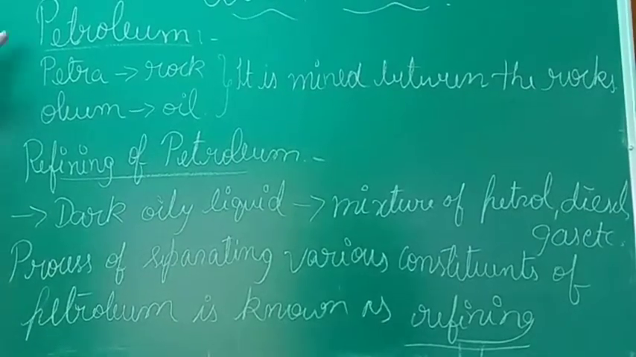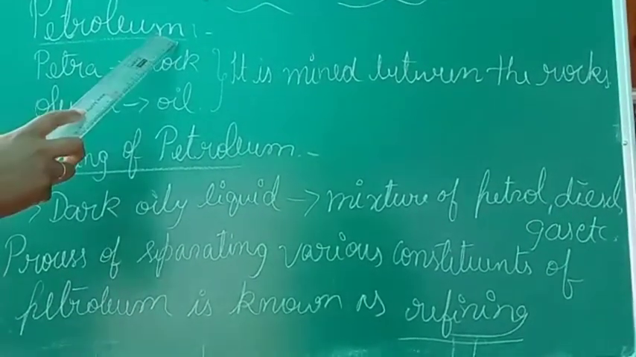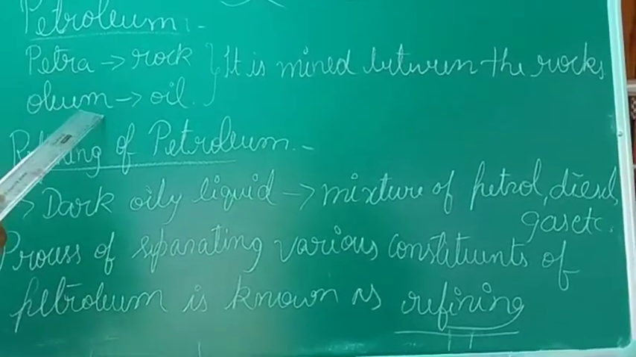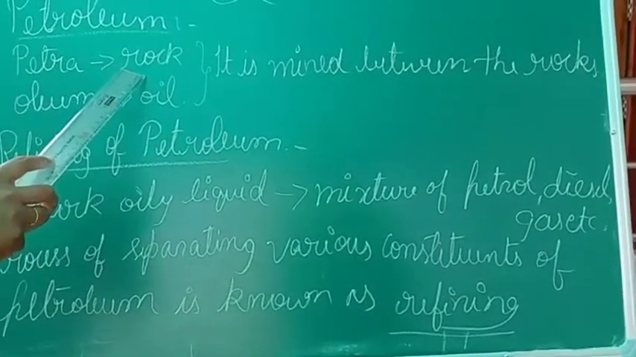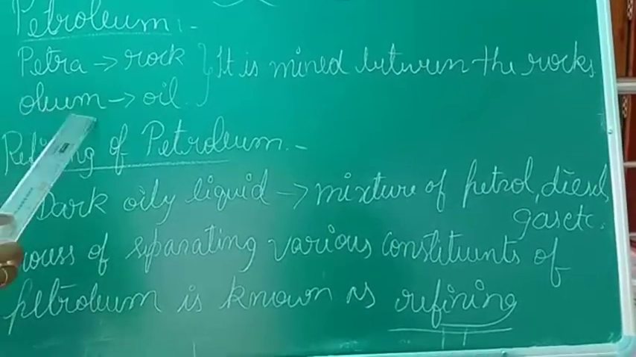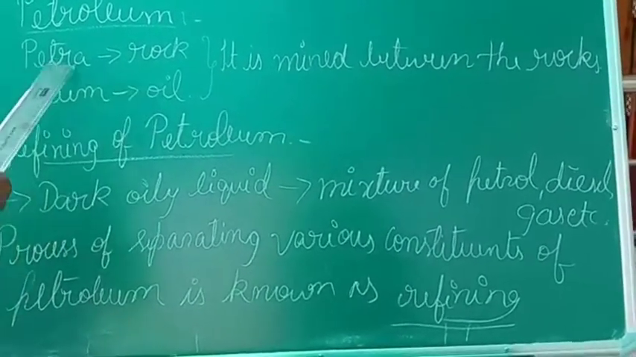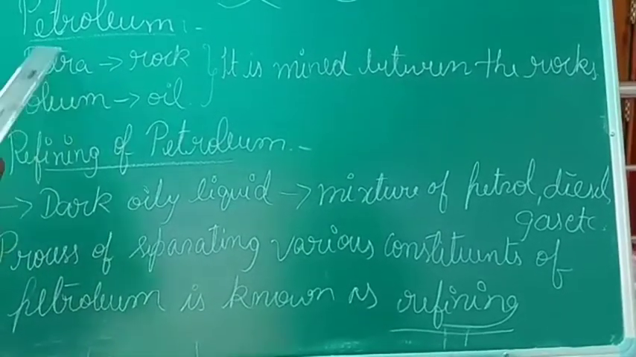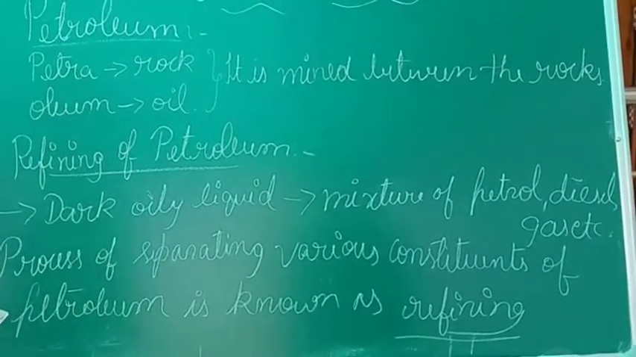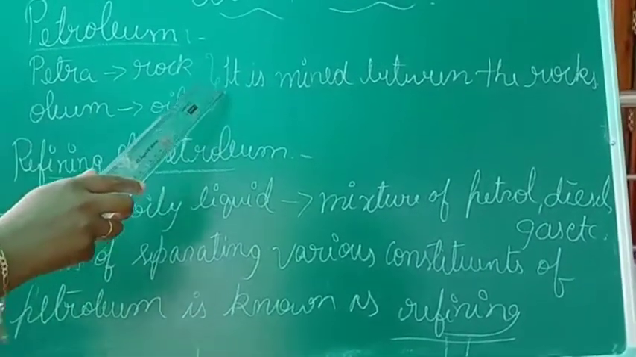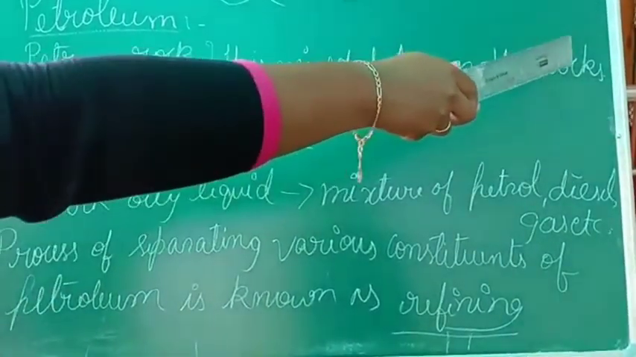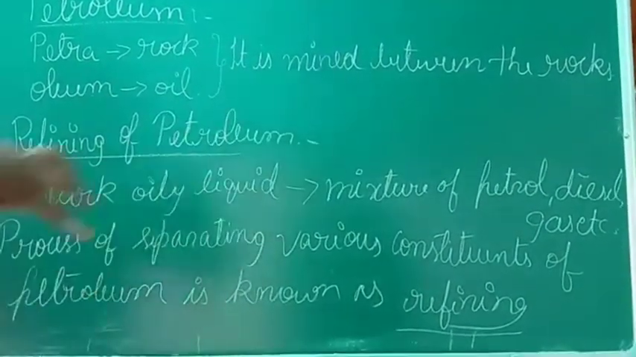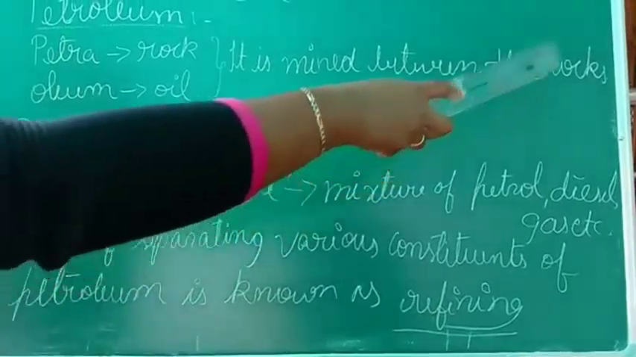We'll study about petroleum. Petroleum is derived from two different words, petra and oleum. Petra means rock, and oleum means oil. When you combine petra and oleum, you obtain the word petroleum. So petroleum is mined between the rocks. Where do we get petroleum? Between the rocks. Mined means removed from between the rocks.